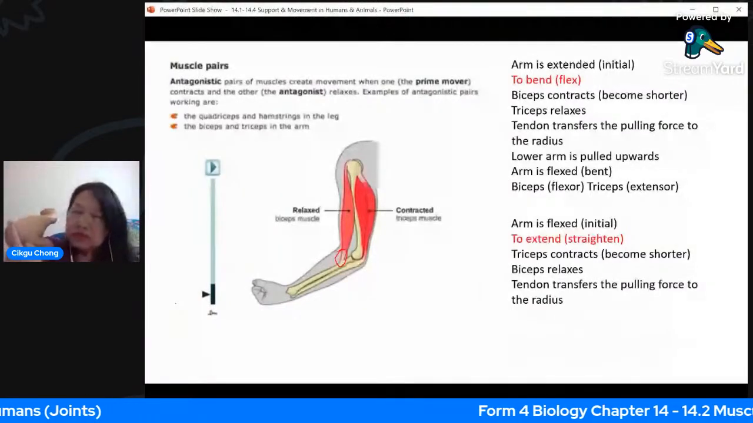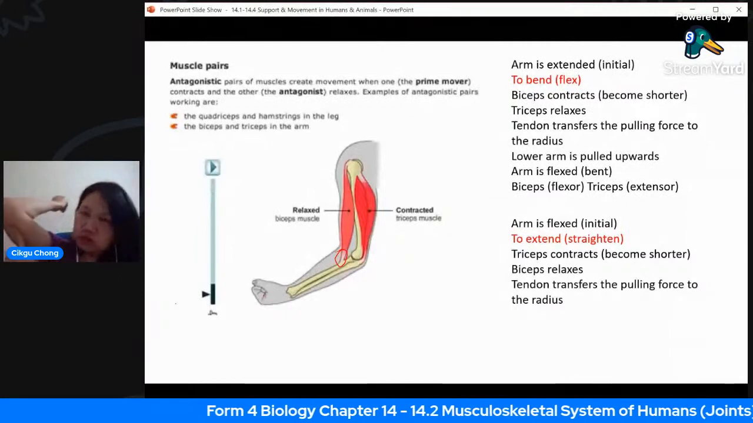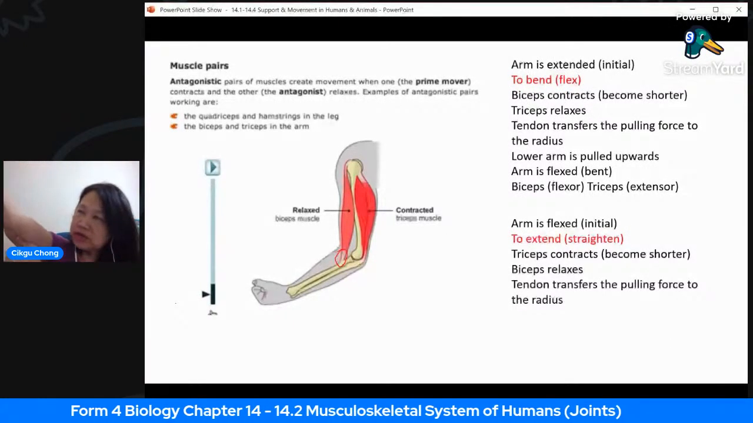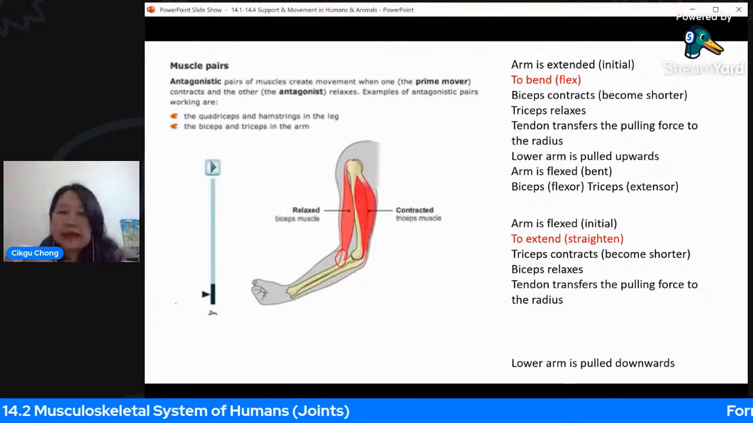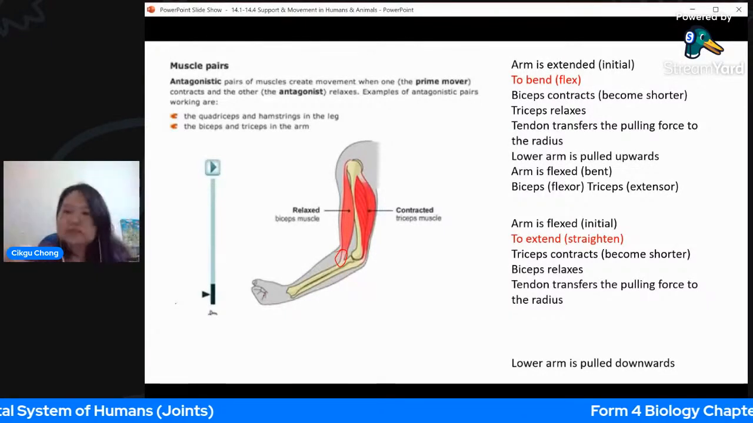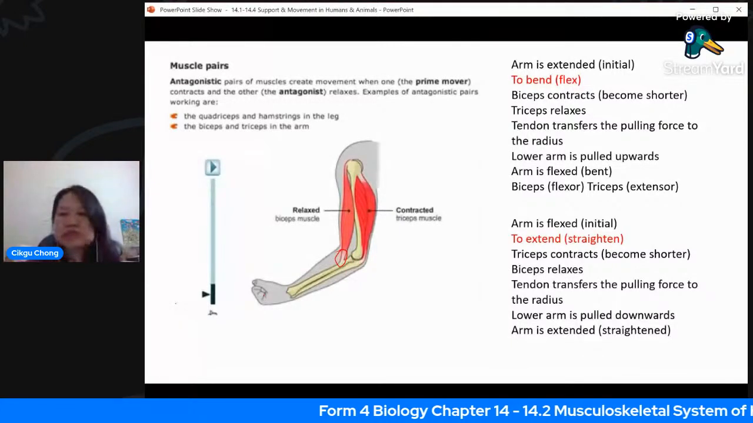There's a tendon here that transfers the pulling force to the lower arm. So this one contracts, so it's trying to go down. At the same time, this one must relax, to allow it. Then the lower arm is pulled downwards, and so your arm is extended or straightened. So this is how you will explain the sequence.